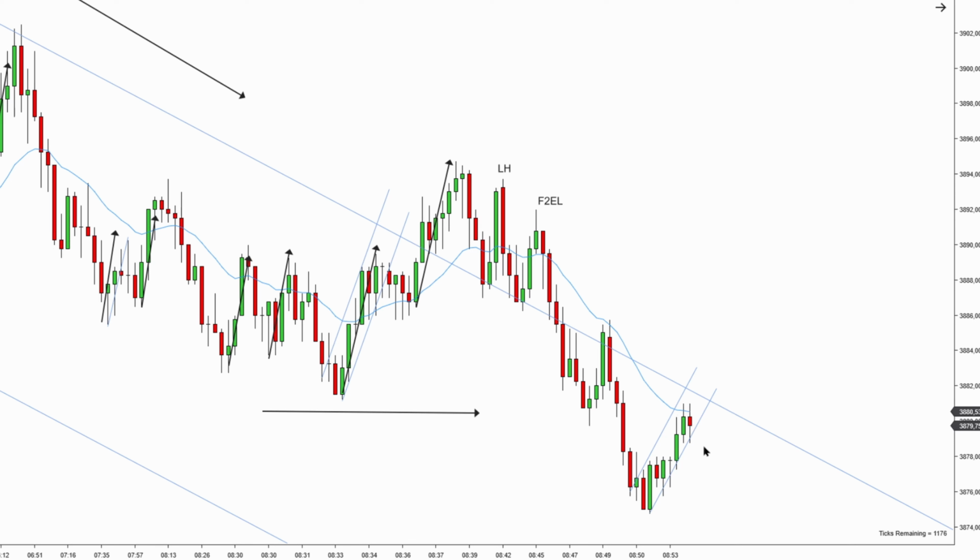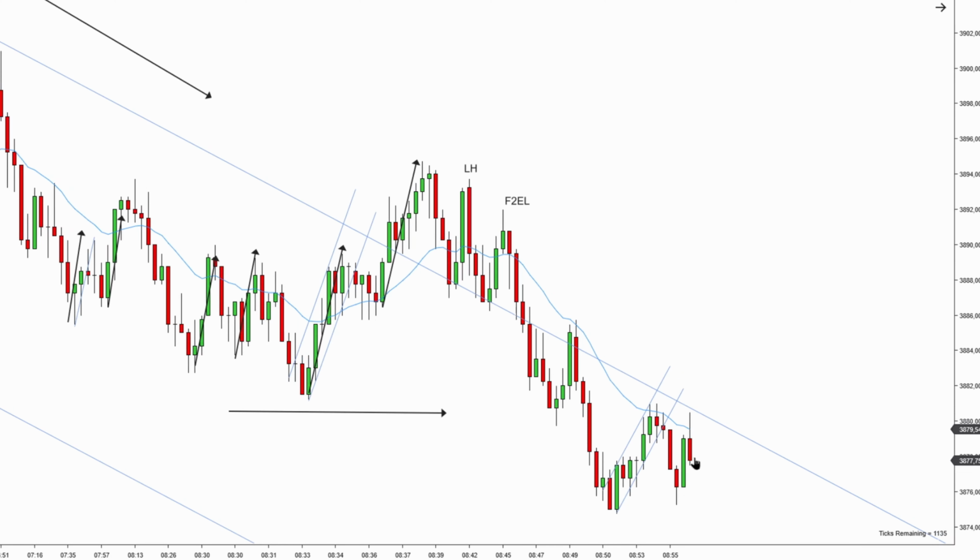I need to wait for confirmation setup, a lower high that would confirm the second entry short. In addition, this uptrend is in play as well. So notice prices are creating a lower high. So this right here is the lower high confirmation setup. I'm going to mark it.